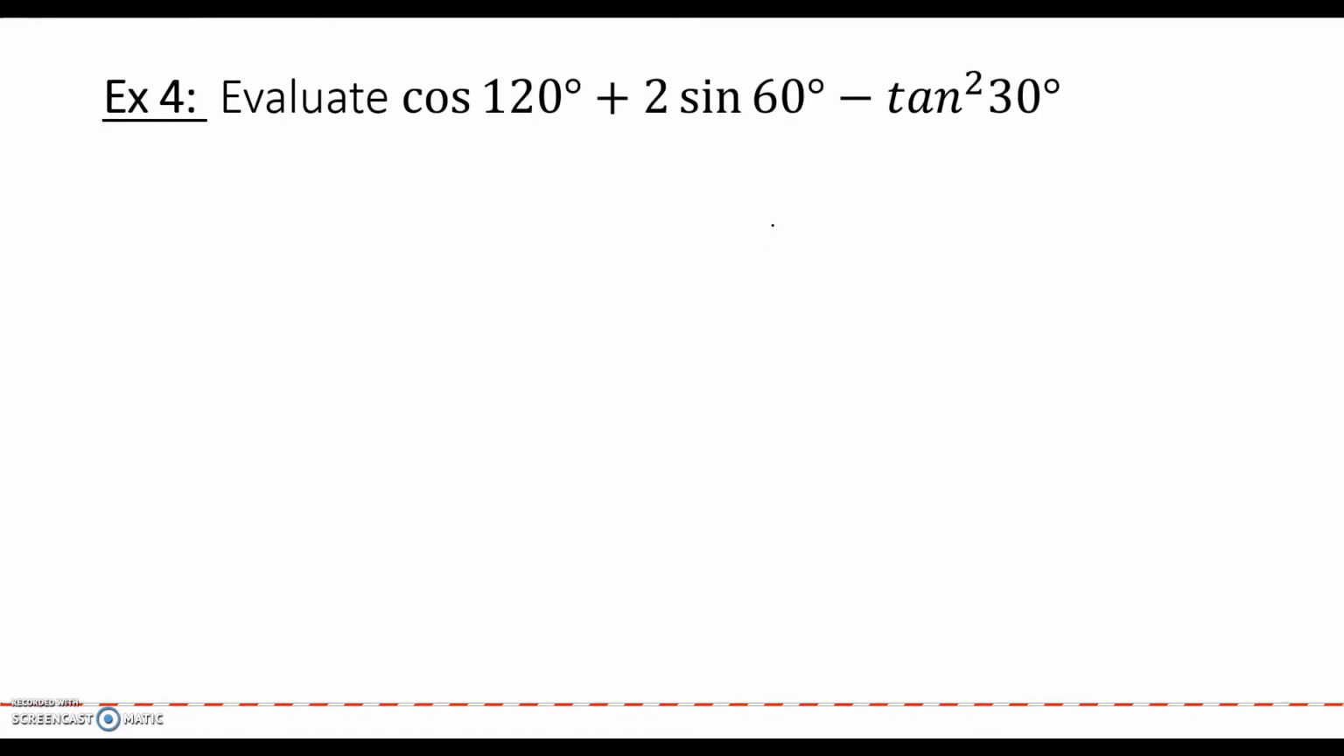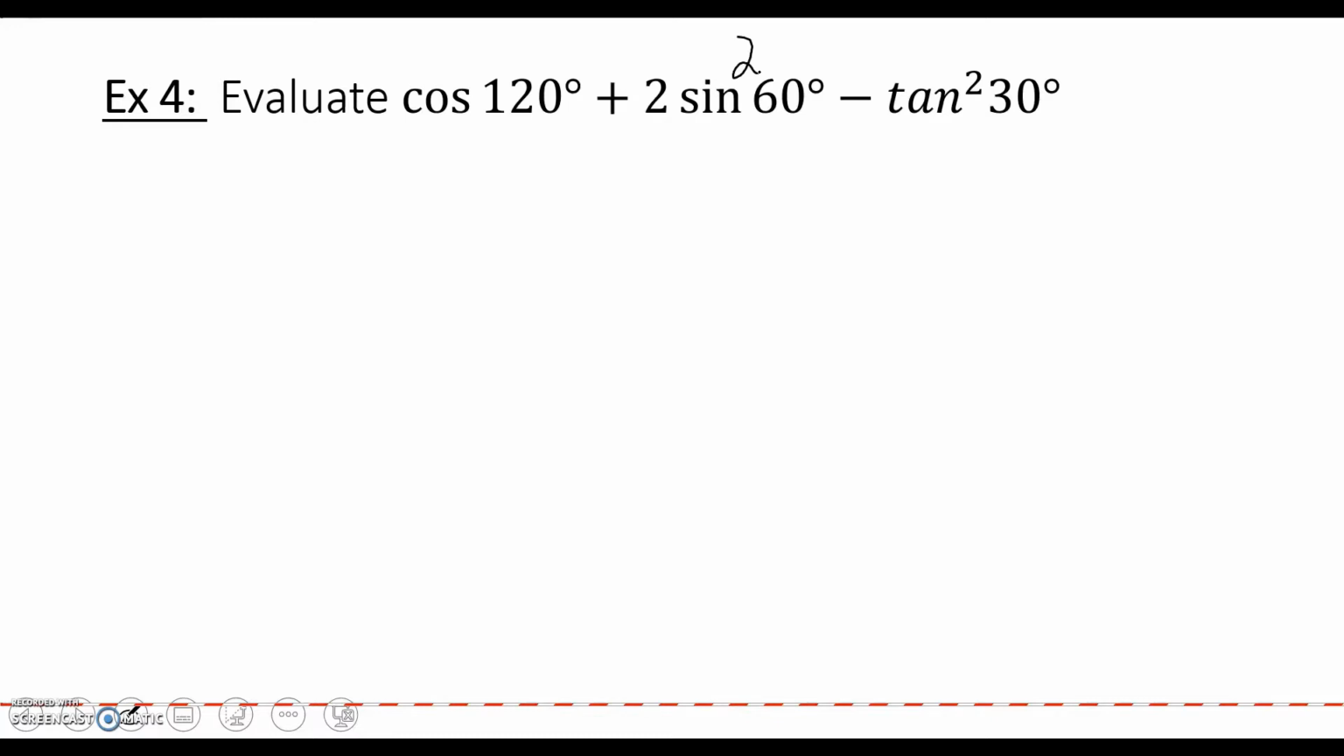All right, let's do one last example. We want to evaluate the cosine of 120 degrees plus 2 sine of 60 degrees minus tangent square of 30 degrees. And actually, I have a typo in this problem. It's supposed to say 2 sine square of 60 degrees. So just add that square right there.